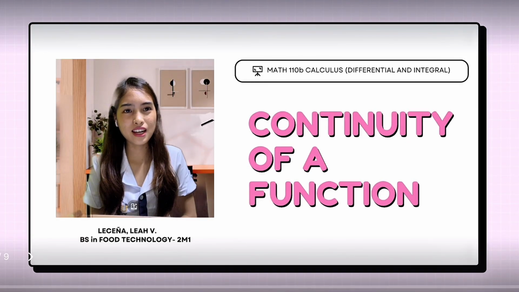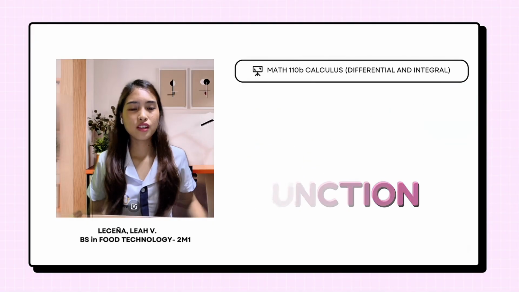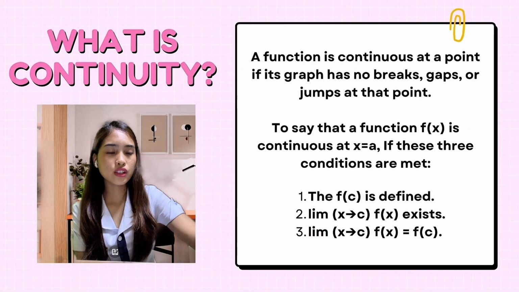Everyone, I'm Leah, and we will talk about continuity of a function. So first, what is continuity? A function is continuous at a point if its graph has no breaks, gaps, or jumps at that point.